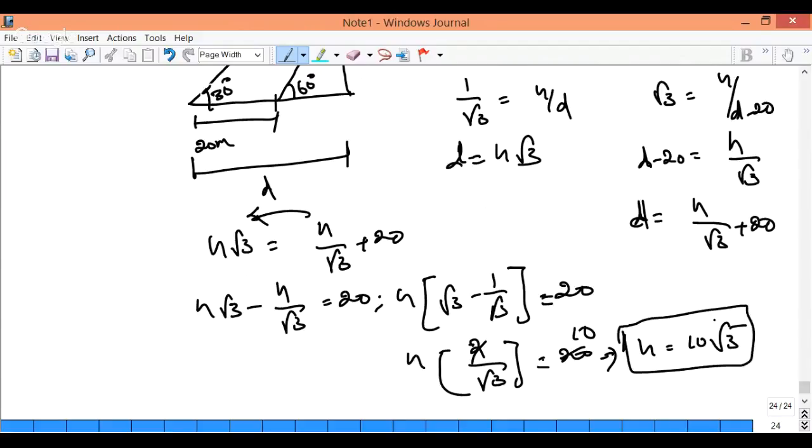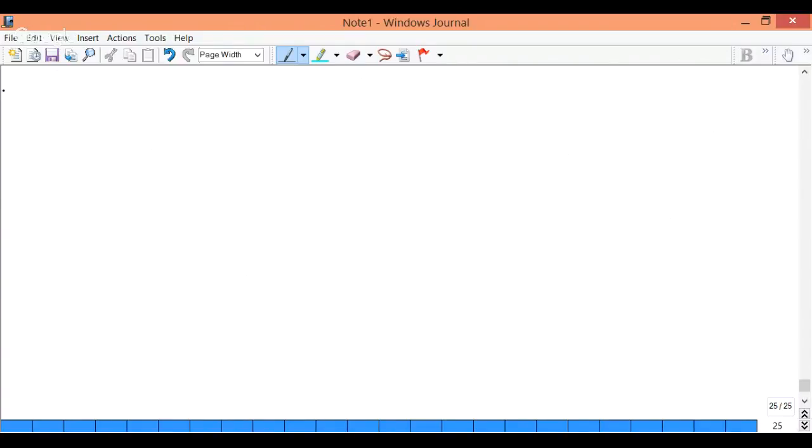Option C. 72nd one. The minimum value of 2 secant square theta plus cot square theta.